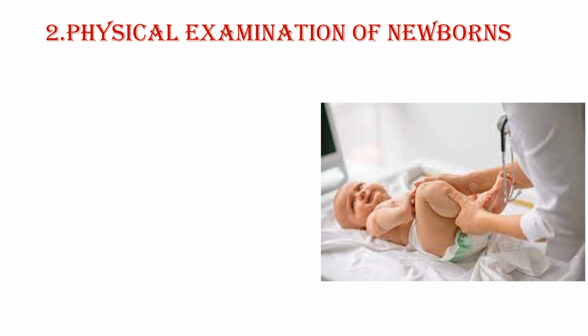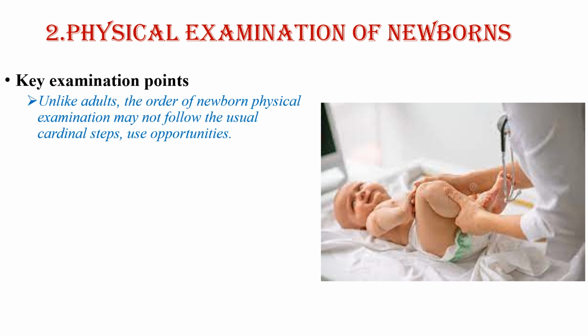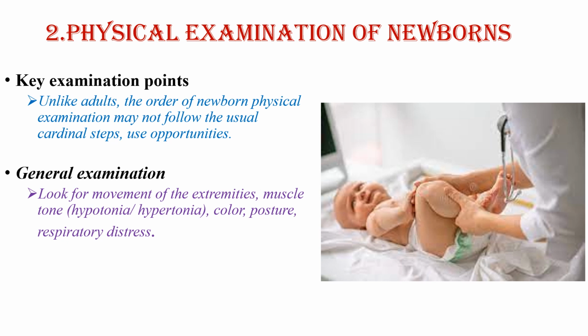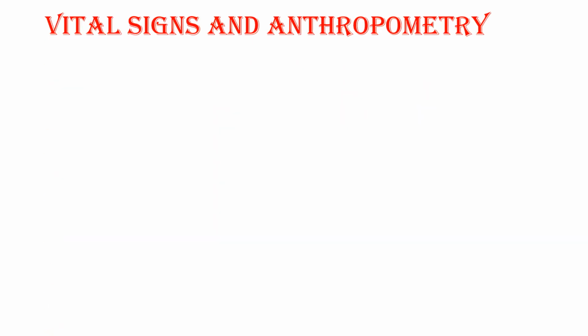The next is physical examination of newborn. Unlike adults, the order of newborn physical examination might not follow the usual cardinal steps. You should use the opportunities. Look for movement of the extremities, muscle tone, color, posture, and respiratory distress. And do Ballard score and estimate the gestational age. And also document vital signs and anthropometry.